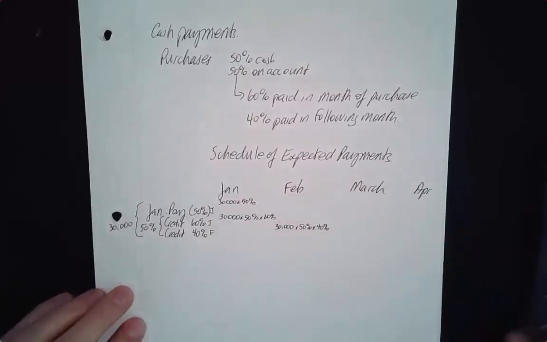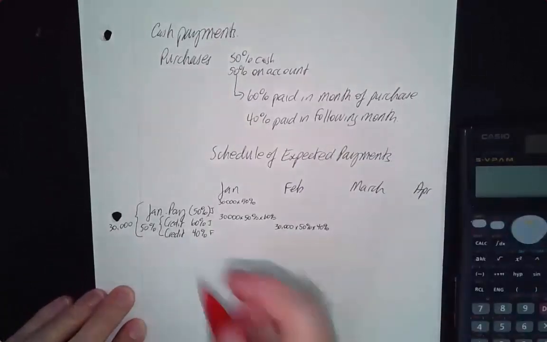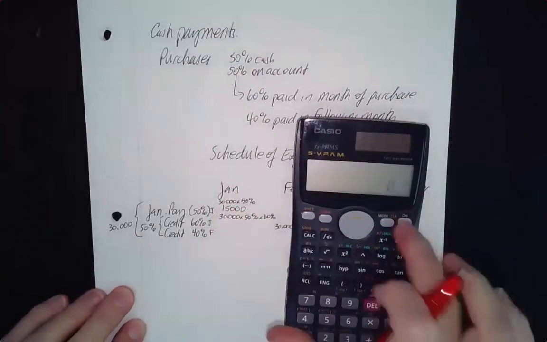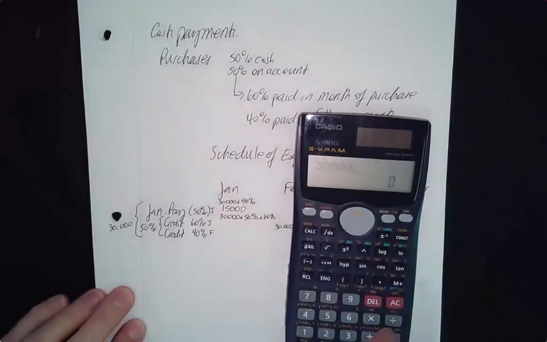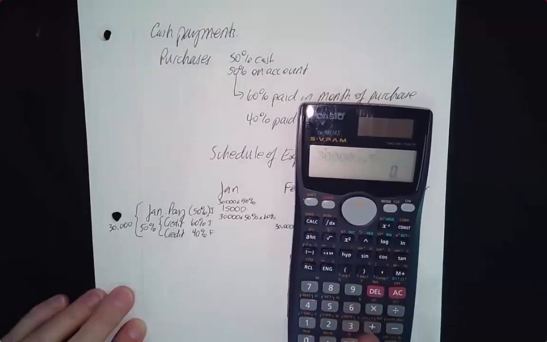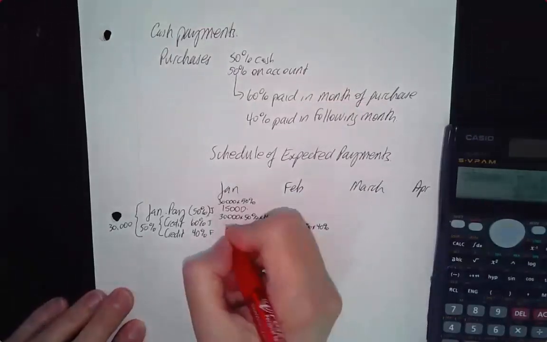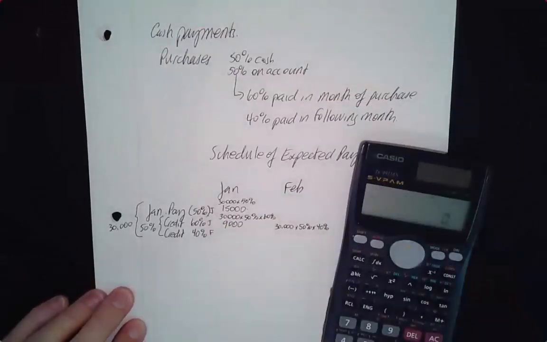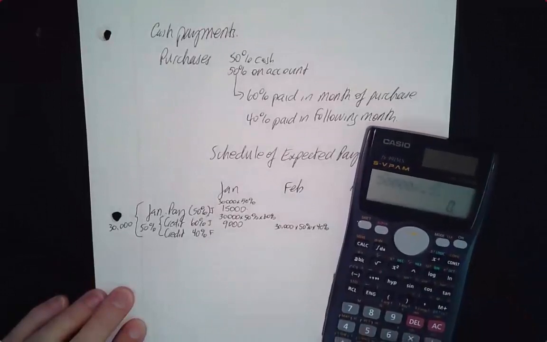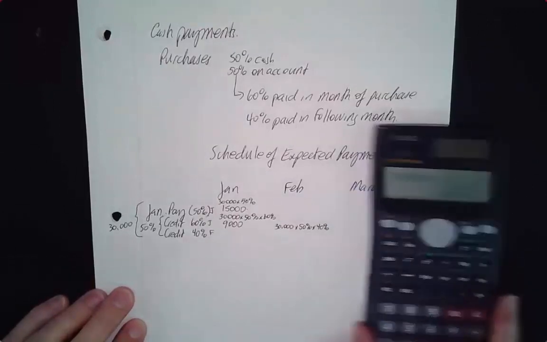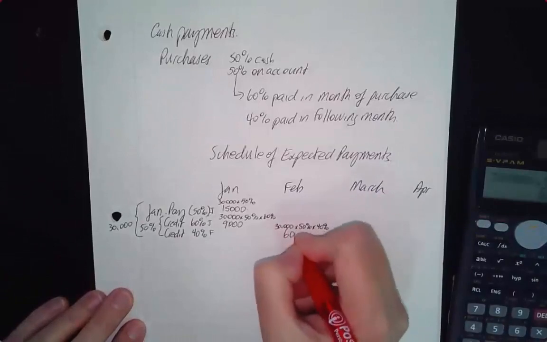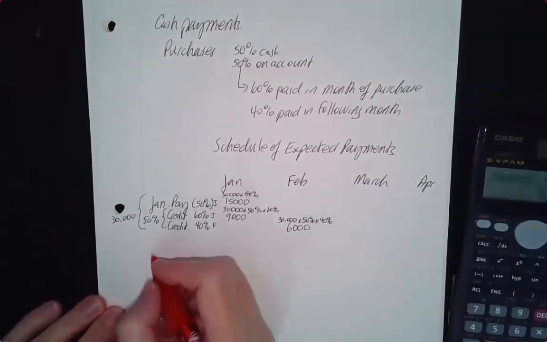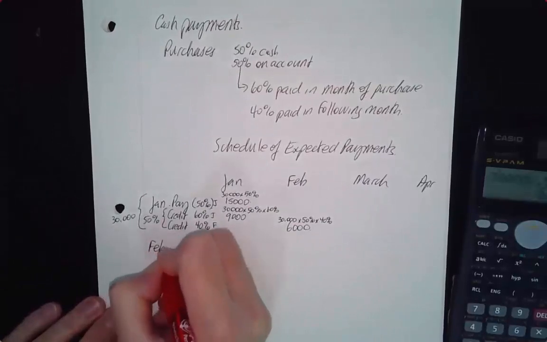I'm just going to calculate these numbers. Well, we know that this is 15,000. Now 30,000 multiplied by 0.5, 0.6 is equal to 9,000. And this is $6,000. All right, now let's move on to February.